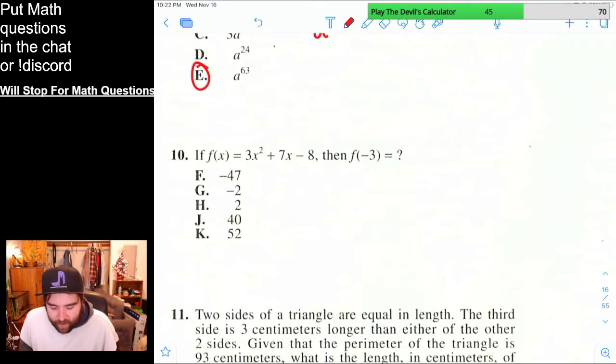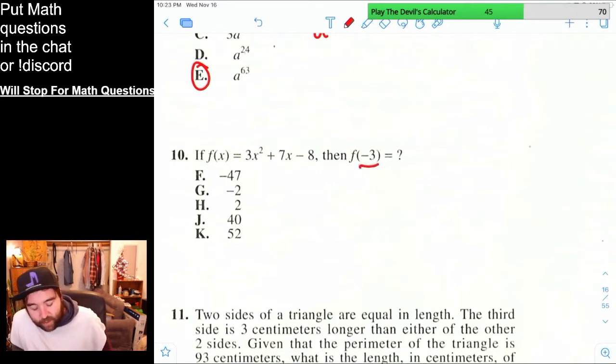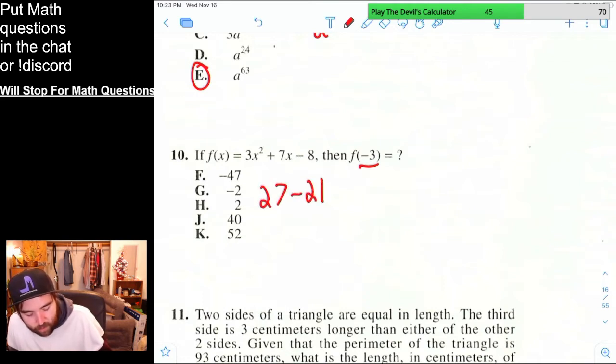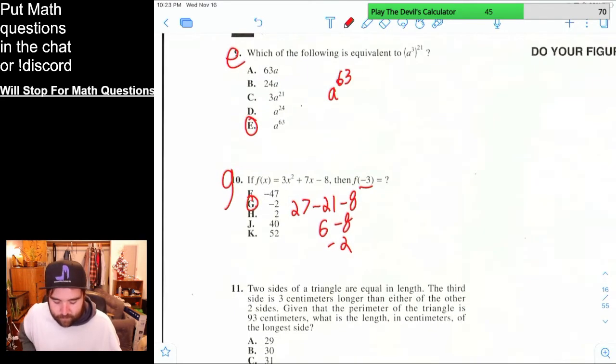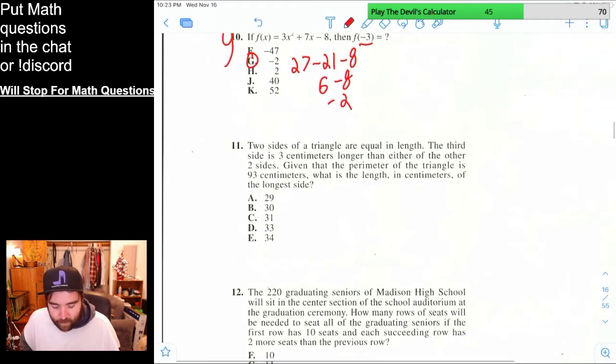If f of x equals that, find f of negative 3. Right, so you just remember whatever is here, that's the x value. So we're plugging in negative 3 for x. So negative 3 squared is 9, and 9 times 3 is 27. And then 7 times that is, so minus 21 and minus 8. So 27 minus 21 is 6, minus 8, so negative 2. Beautiful.